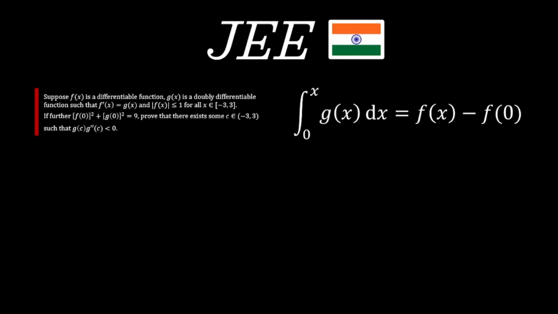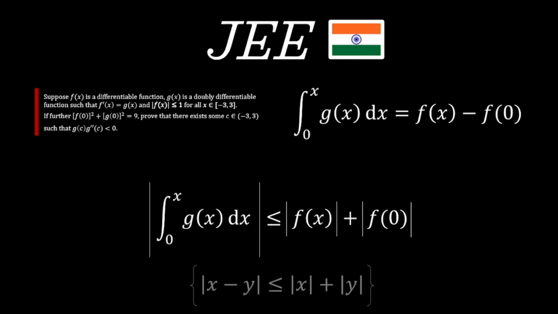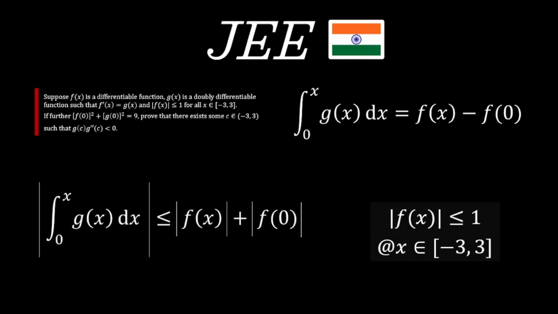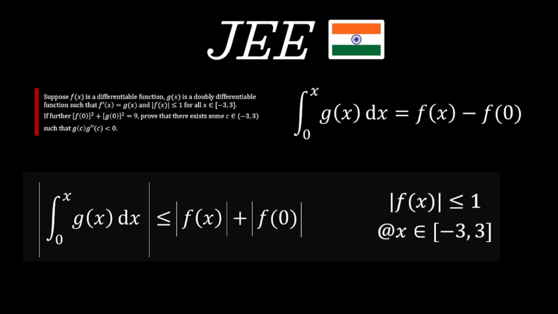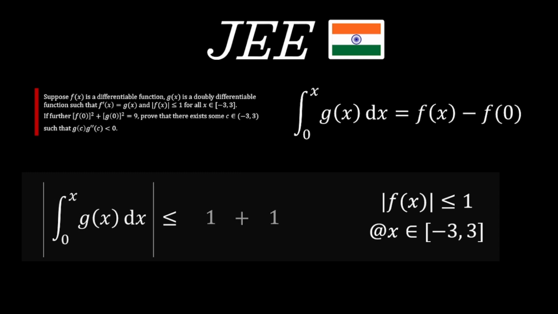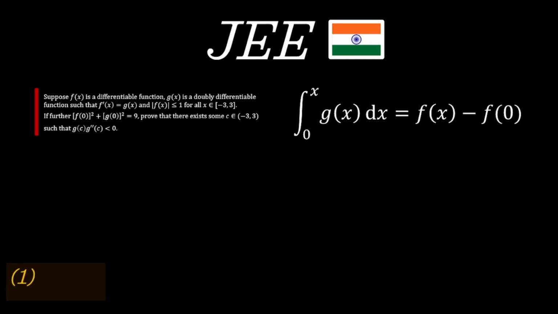Notice something interesting about this fact. If we take the absolute value on both sides of the equation and apply the triangle inequality, then the condition that mod of f of x is less than or equal to 1 when x is from -3 to 3 can be used like so, to say that the modulus of this integral is less than or equal to 2. Let's call this relation number 1 and store it on the bottom left like so.